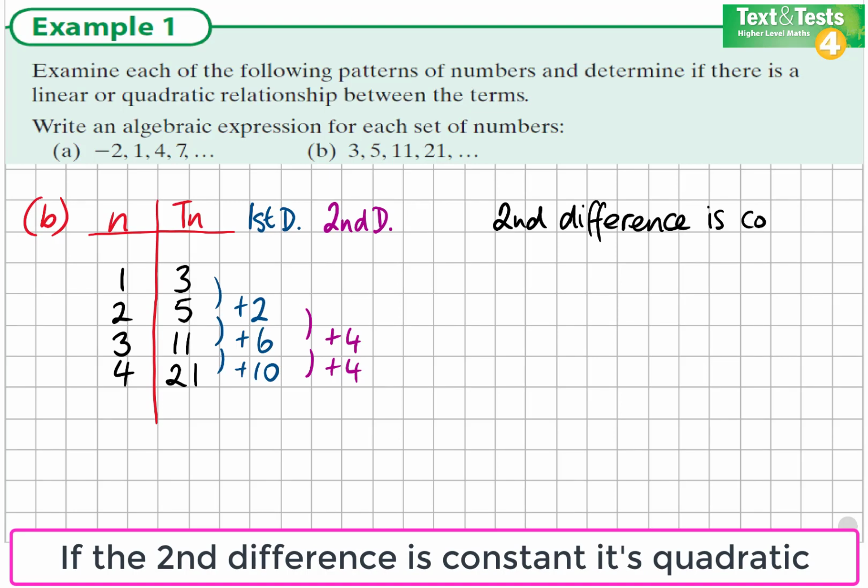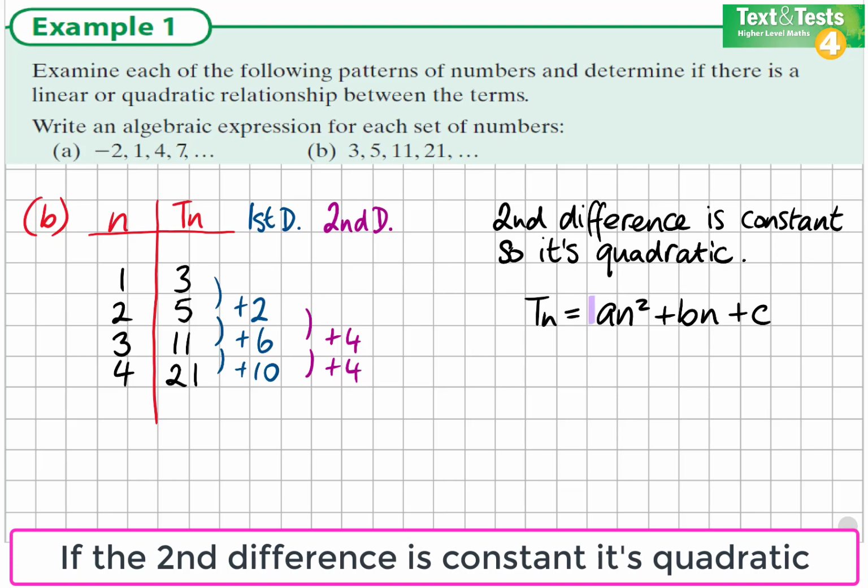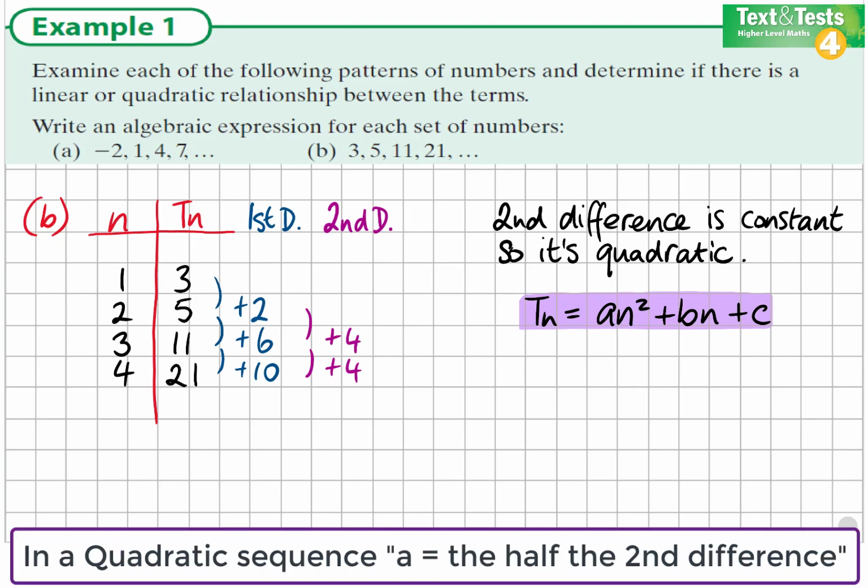So we know the shape of this expression as well. Quadratic expressions have the shape an squared plus bn plus c. So now what we need to do is work out these values, the parameters a, b, and c. We know that a is equal to 1/2 the second difference in a quadratic expression. So 1/2 of 4 would be 2. So the value of a is going to be 2 in this example.